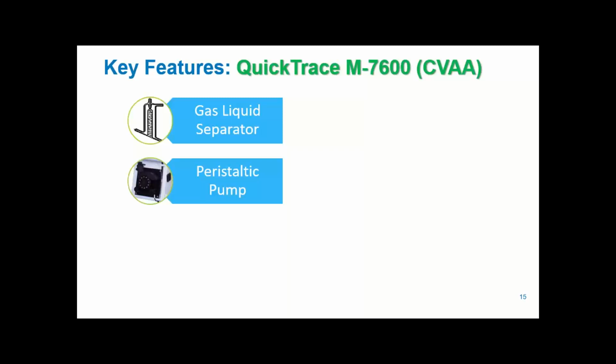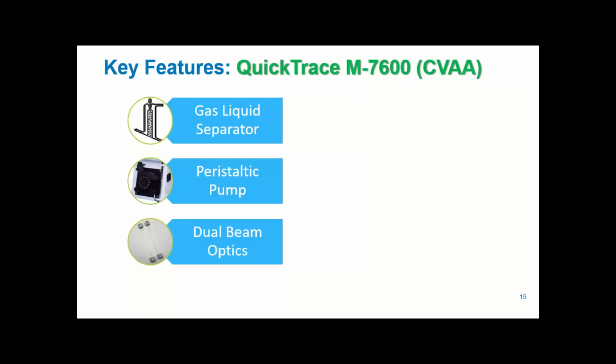Next is the peristaltic pump. It's a 12-roller, 4-channel peristaltic pump. It's top of the line. It's the same kind that's used in high-end ICP instruments. It also provides very stable liquid uptake, so that helps contribute to those reproducible signals.